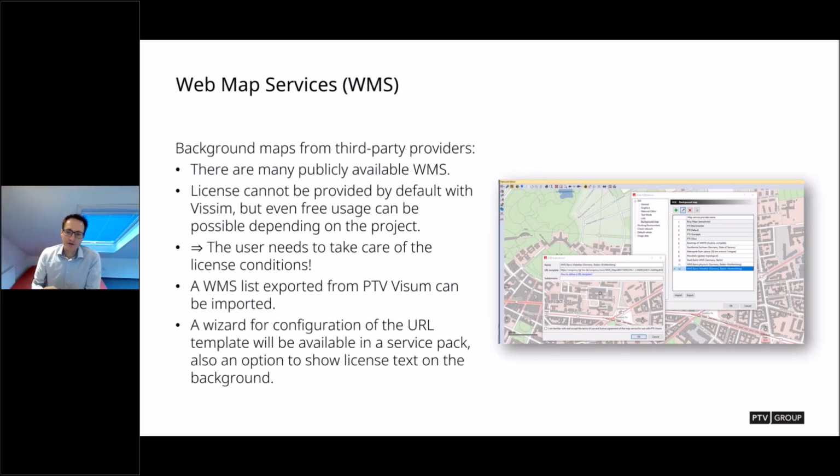Web map services, a feature we have had for quite some time in Visum, are now available also in Vissim. Say your customer has a map provider of a city or something. Now you can use this service and visualize it as the background map. Just make sure, as sometimes these map providers have license conditions, but you can make use of it. And the configuration is as in Visum. You can even export them from Visum and import them in Vissim to make use of the same existing ones.